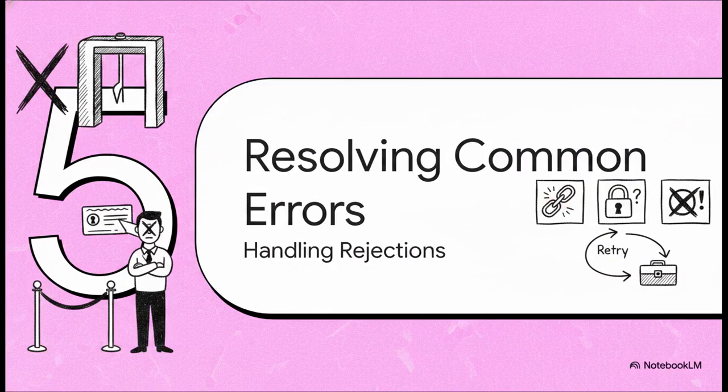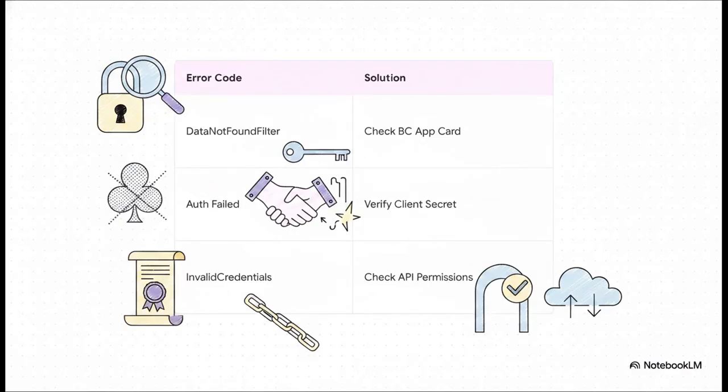Section 5, Resolving Common Errors. Handling the bouncer's rejection. But hey, what happens if things just don't go perfectly on the first try and the system rejects your VIP pass? Let's look at exactly what to do, focusing on 3 very specific error codes.